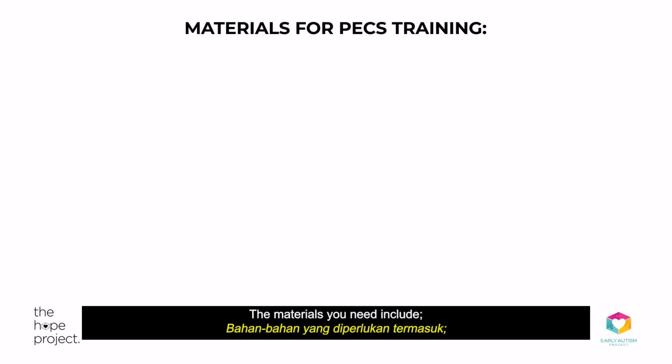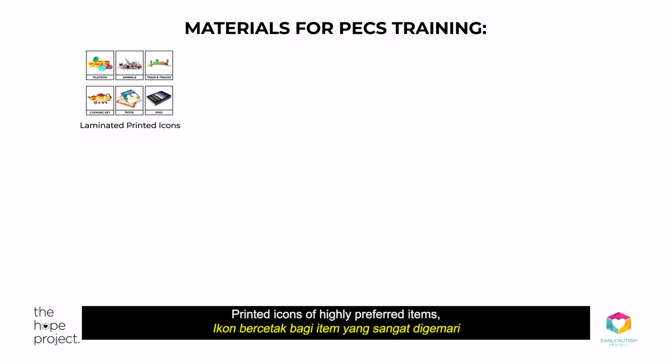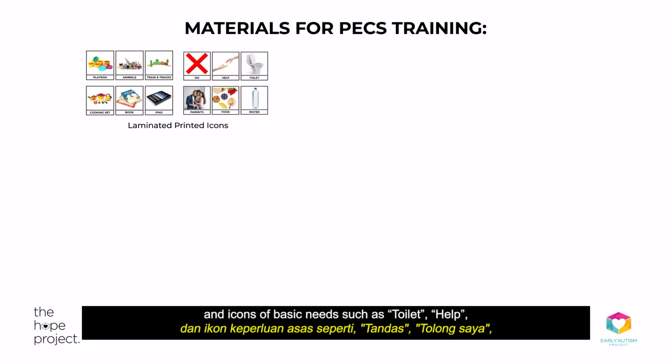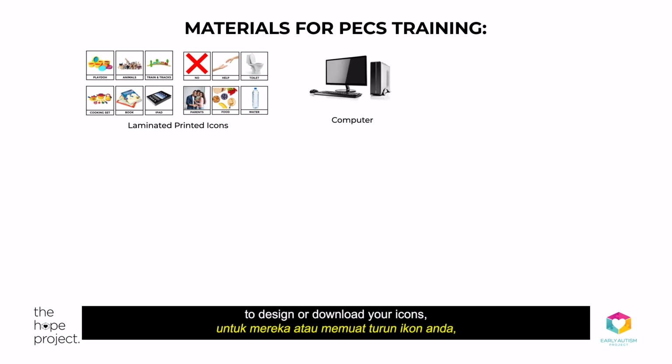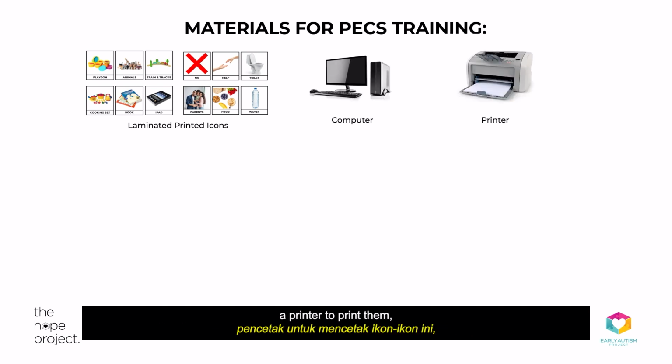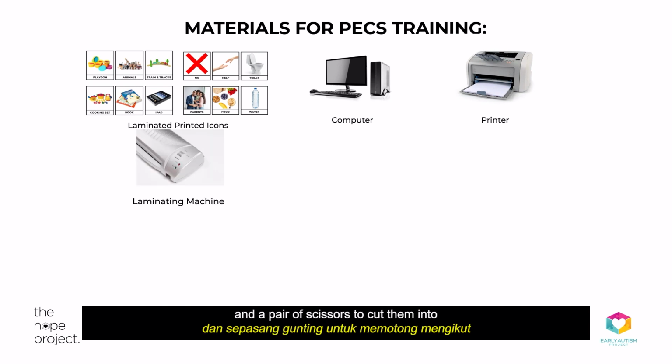The materials you need include printed icons of highly preferred items, preferably with the word label of the item, and icons of basic needs such as toilet, help, no, food, water, mum and dad. To prepare these, you'll need a computer to design or download your icons, a printer to print them, a laminator to laminate them, and a pair of scissors to cut them into the desired shape for each of the icons.